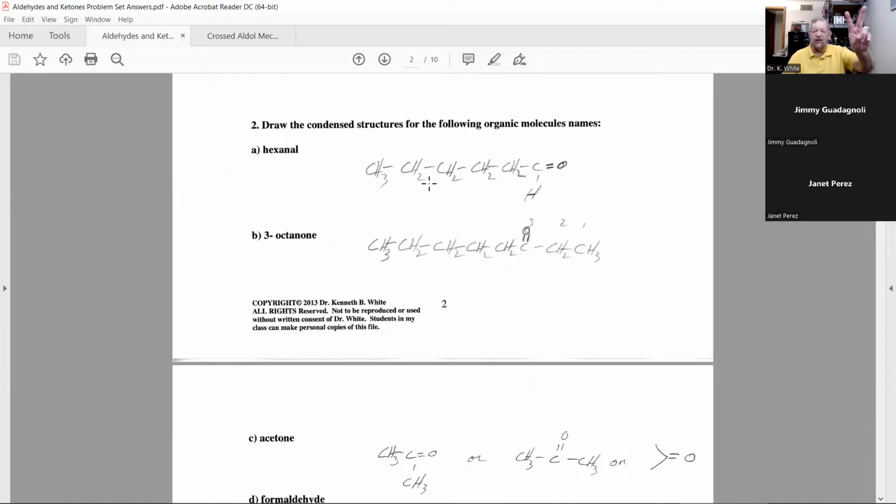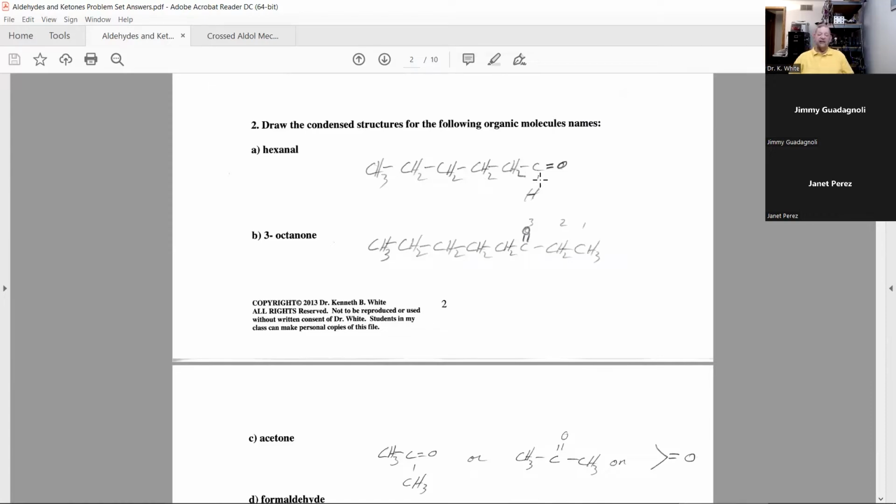All right, there are two types of nomenclature skills, meaning questions I can ask on a test, and the other is: draw the condensed structure for the following molecule. How do you do that? You start from the right and move left. AL ending, aldehyde. How many carbons? Hex, 6. And I write mine on the right. You can do it on the left too. And there you have hexanal.